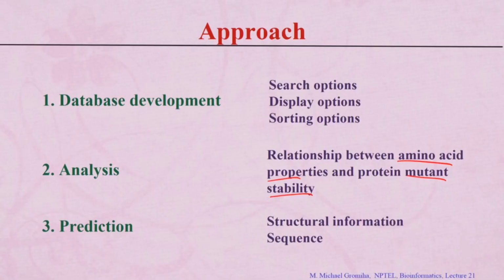So, these are three different aspects. The first one is developing a database that should be available, and you should have the search options, and for the result you have to give the option to download. Once a database is ready, then the second aspect, we can analyze the data to understand what factors are important for the stability. Once we analyze the data, we will get the hypothesis.